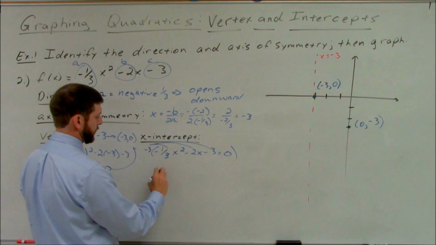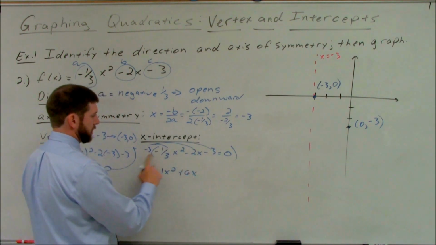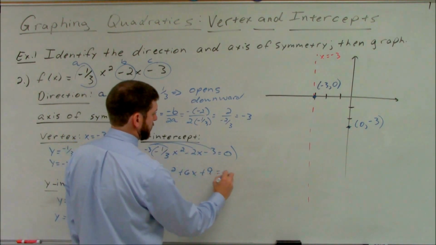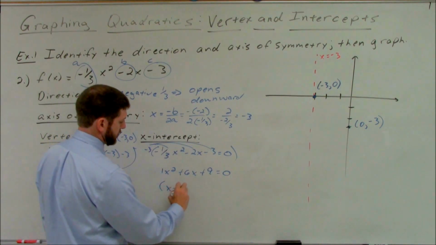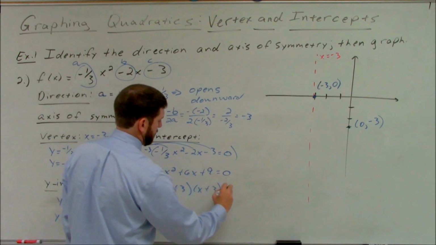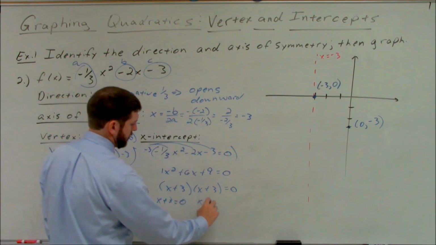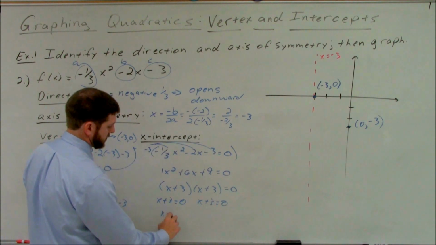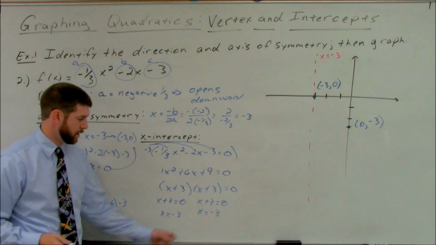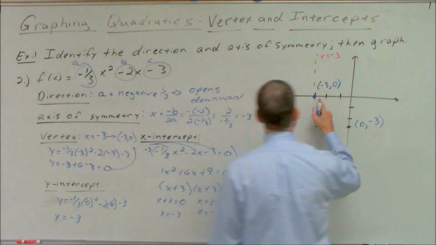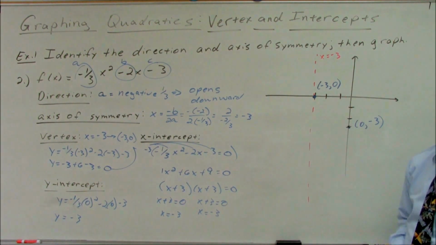Negative 3 times negative 1/3 is 1x squared. Negative 3 times negative 2 is 6x. Negative 3 times negative 3 is positive 9. So that one is pretty easy to see that it factors, because it's x plus 3 times x plus 3. Set each factor equal to 0 and solve. So we get x equals negative 3, x equals negative 3. So we end up getting the same value for both of them, which just confirms what we had right here. So negative 3 is our one and only x-intercept, and it happens to be the vertex.